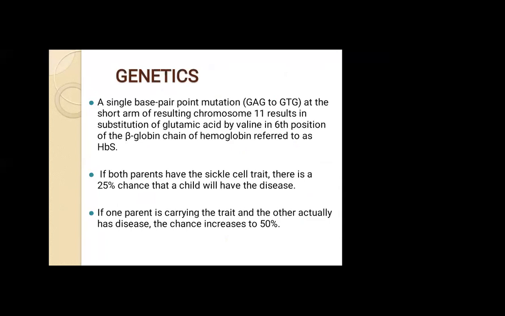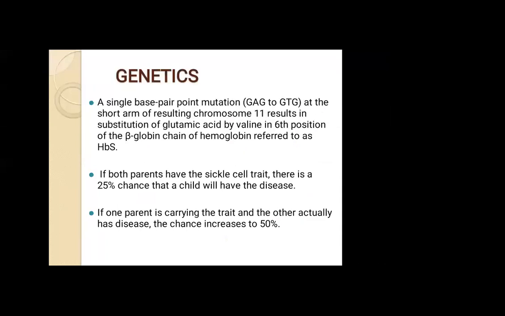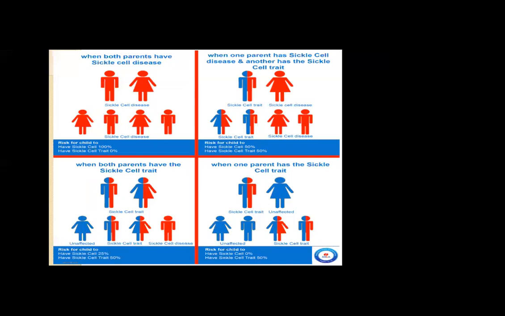If both parents have the sickle cell trait, that is, one has hemoglobin A and S and the other also, and they have a child, there will be a 25% chance that the child will have the disease. But if one parent already has the disease and the other has the trait, which is the heterozygous form AS, then half of their children will have the disease, as we can see from this illustrated diagram. If both parents have the disease, obviously all the children will have the disease. But if both are carriers of the disease, 25% will have the disease, 50% will be carriers, and 25% will be normal.